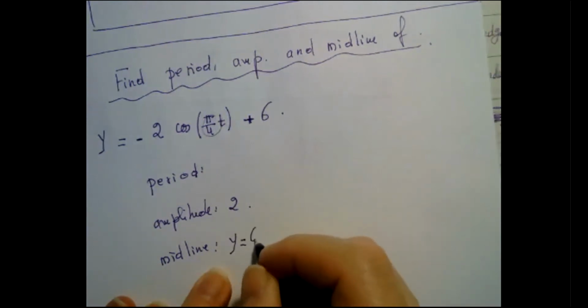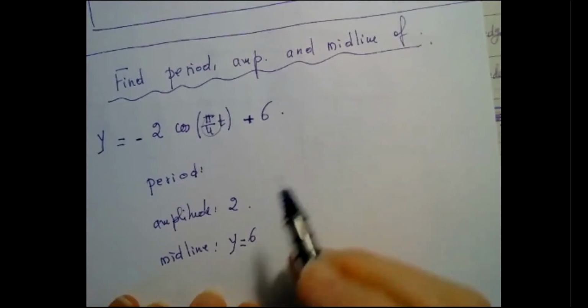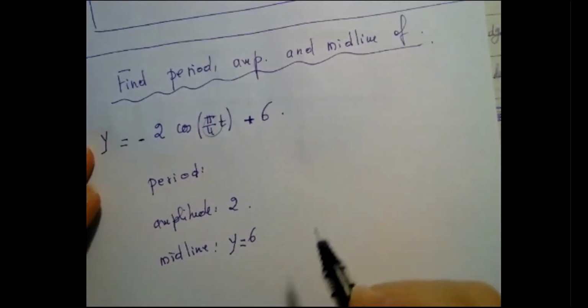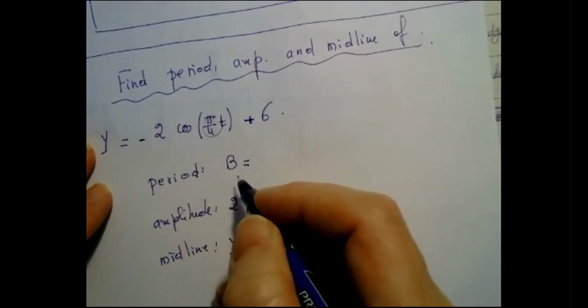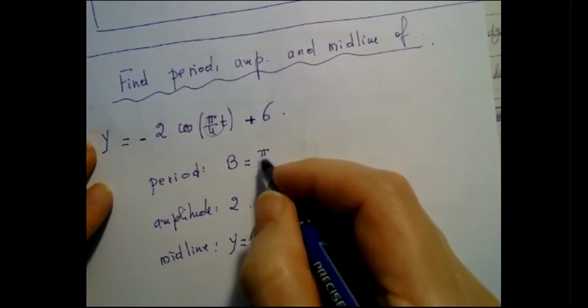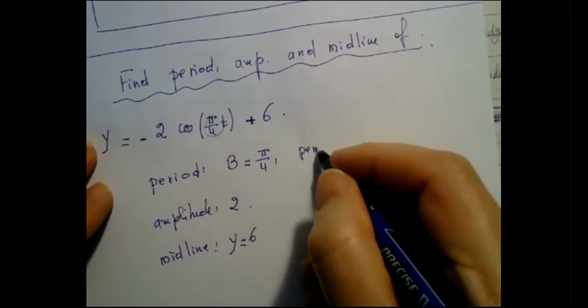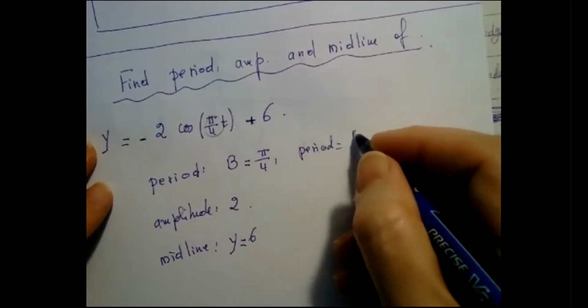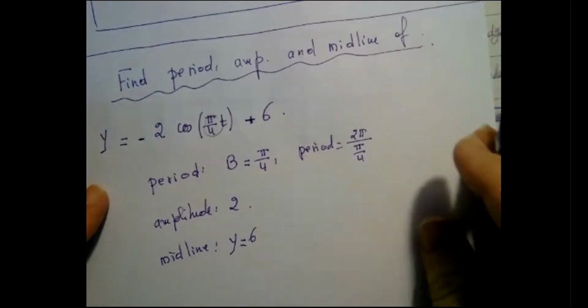Why? Y equals 6. Yeah, because it's a line, so 6 alone doesn't really make sense. What's the period? Don't be afraid of that. The period is 2 pi over 4... That's the B, right. Pi over 4 is B, and the period is 2 pi over B.